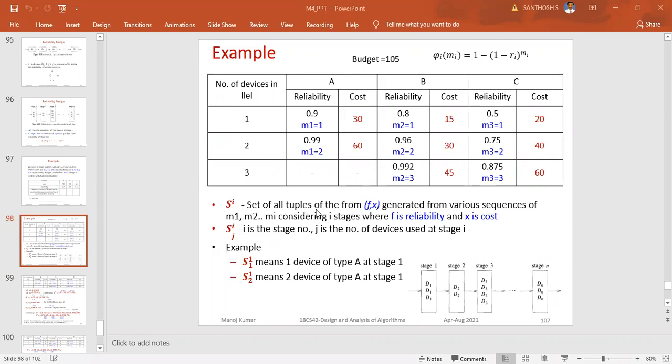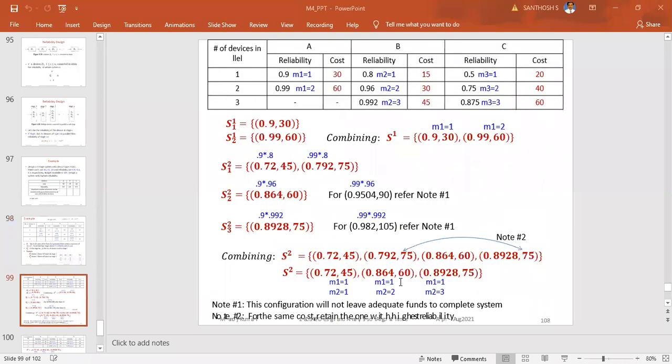So Si, set of all tuples of the form Sij, where i is the stage number, j is the number of devices. So S11 means one device of type A at stage 1. S12 means two devices of type A at stage 2. Okay, so now you come for this particular thing.